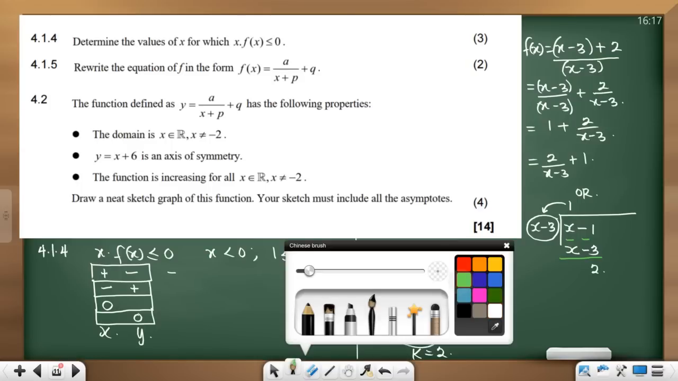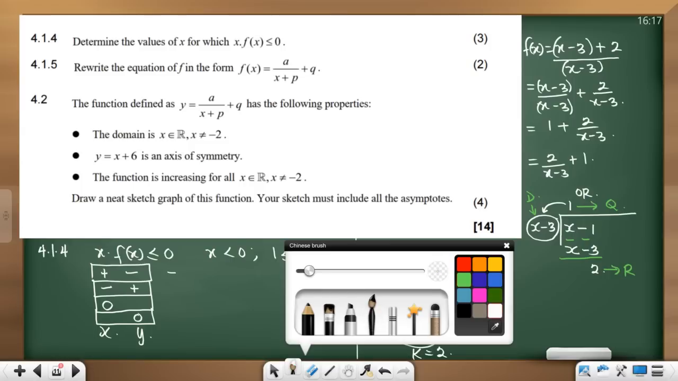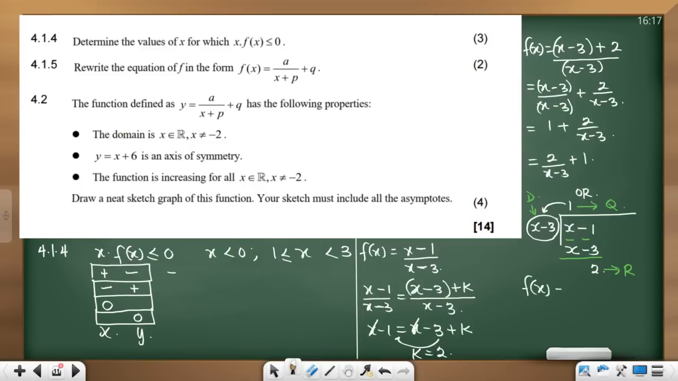Now in grade 8, we used to call this the remainder, or grade 7. We used to call this the quotient, and we used to call this the divisor. Alright. F of x can be written as the remainder over the divisor plus the quotient. What is my remainder? 2. What's my divisor? X minus 3. What's the quotient? Plus 1. Both ways give you the same answer. You need to just practice this. You have enough time to get to know how to work that out. 4.2.